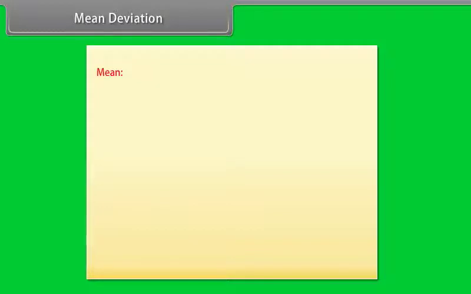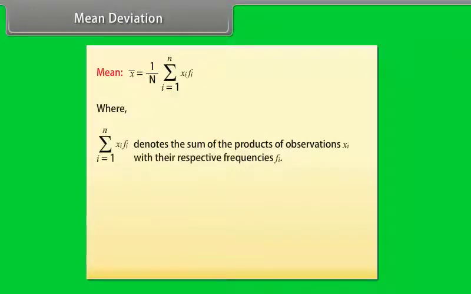First, we find the mean as given below. Summation from i equal to 1 to n of the product between xi, fi divided by capital N, where summation from i equal to 1 to n of xi fi denotes the sum of the products of observations xi with their respective frequencies fi. N is equal to summation from i equal to 1 to n of frequency.